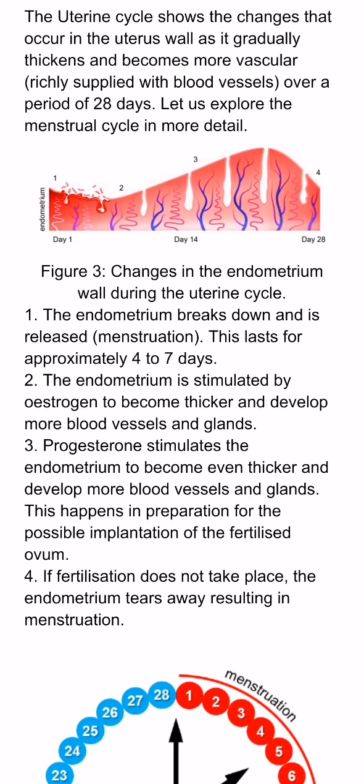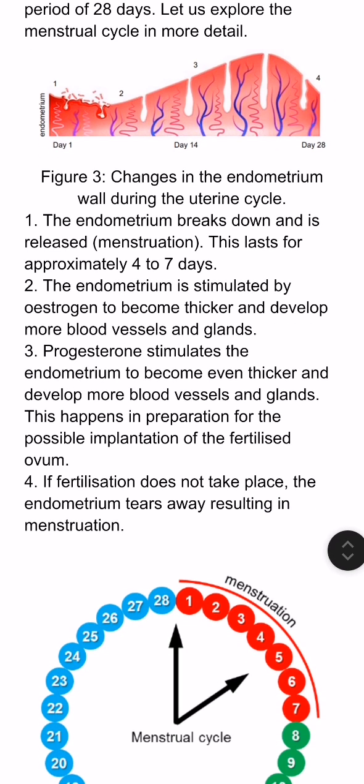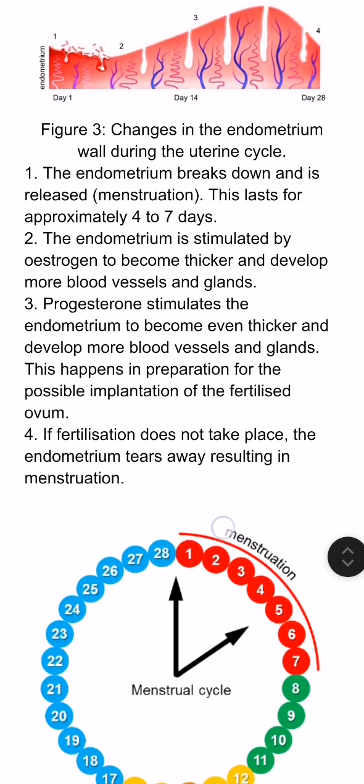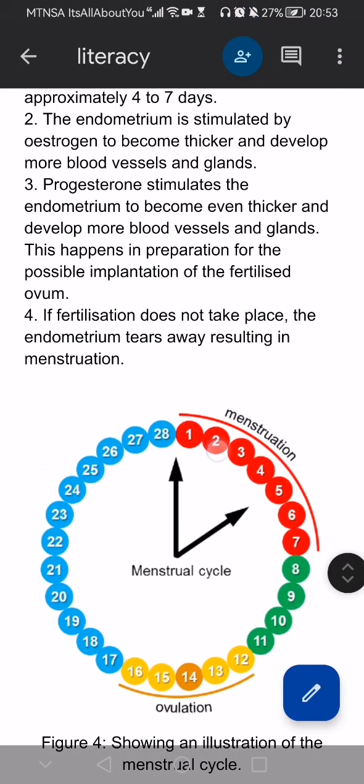So we can have the endometrium wall breaking down. We call that menstruation. That lasts for 4 to 7 days. The endometrium is stimulated by estrogen to become thicker and develop more blood vessels and glands. Progesterone stimulates the endometrium to become even thicker, and this happens in preparation for the possible implantation of the fertilized ovum. So this is what I was saying, right? That's the purpose of the walls becoming thicker. And then if fertilization does not occur, the endometrium tears away, resulting in menstruation.